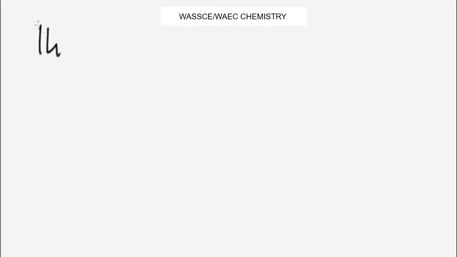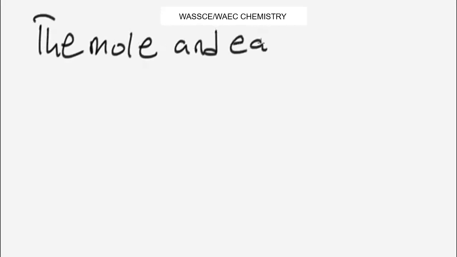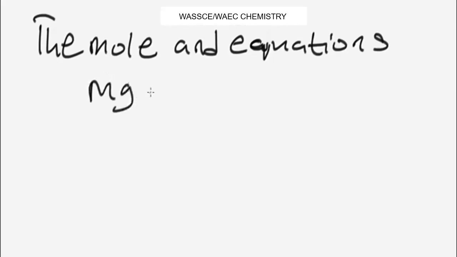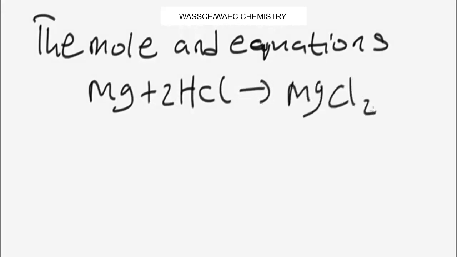All right, so we're looking at the mole and equations. Note that you can use moles to calculate masses in reactions. For instance, let me show you how you can know your number of moles in a chemical equation. Let's say in this chemical equation we have magnesium reacts with hydrochloric acid to give magnesium chloride plus hydrogen gas.